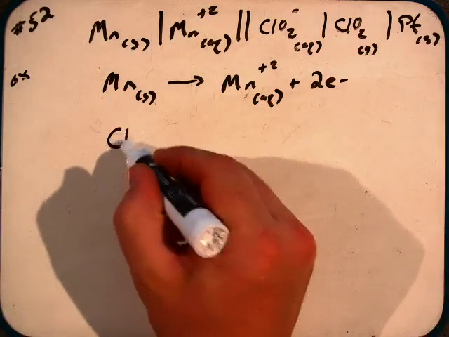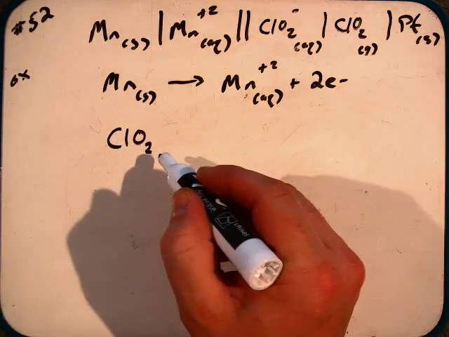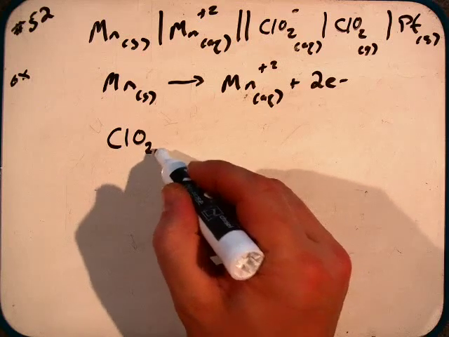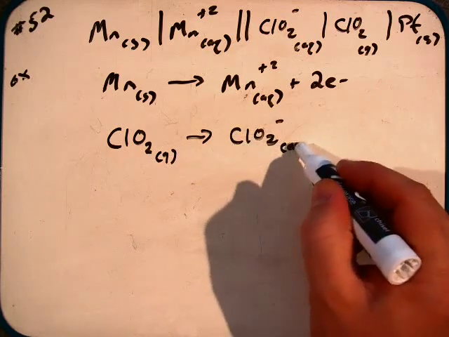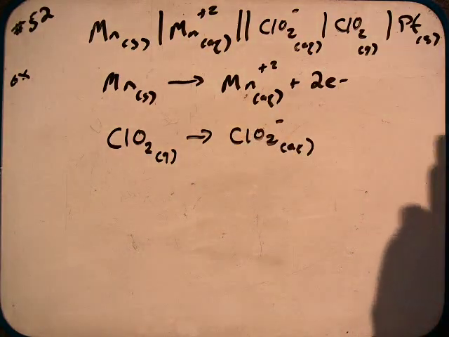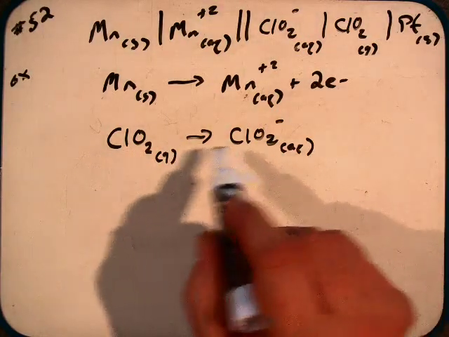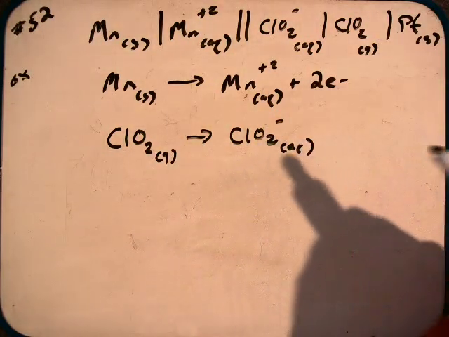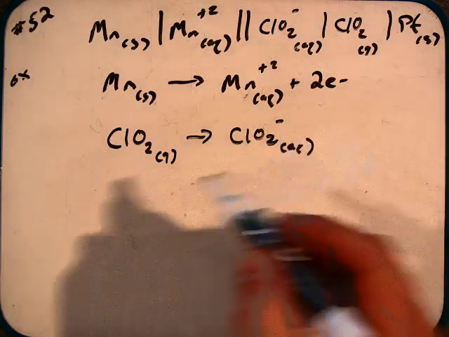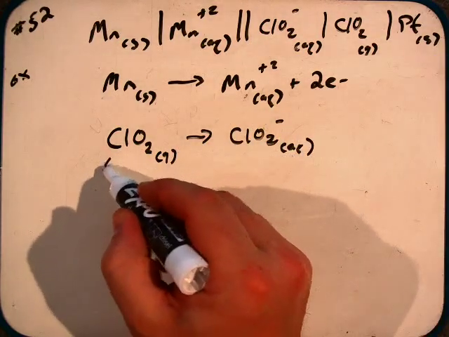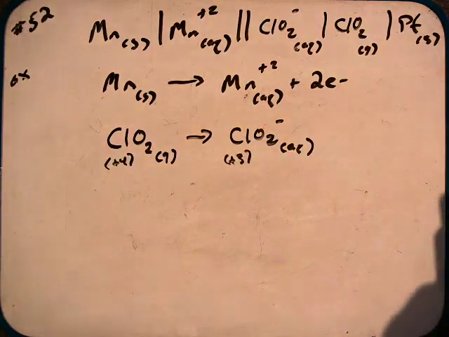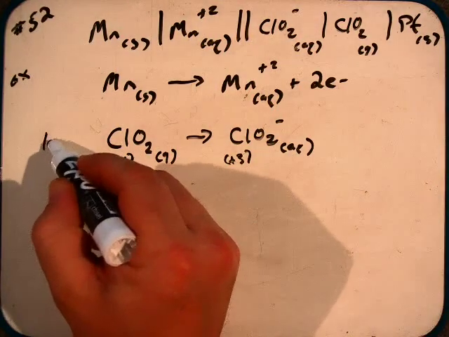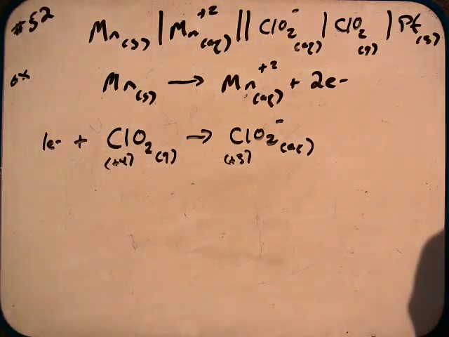And then the other process would be the Cl2 as a gas going to ClO2 minus, that's aqueous. Our chlorines are balanced, our oxygens are balanced. So basically we're balanced by atoms, we just need to add electrons. And so we're going here from a plus 4 to a plus 3 for the chlorine oxidation number. So we have to add 1 electron to that side.